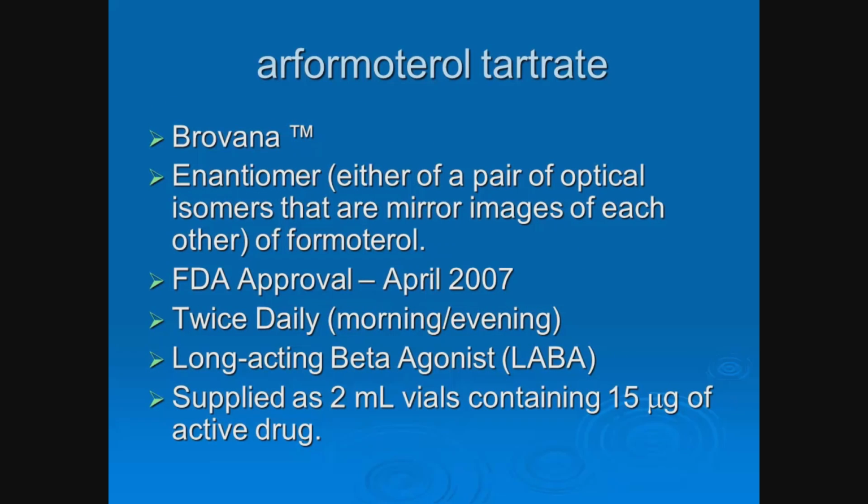A cousin to it, again a mirror image of formoterol, is arformoterol, better known as Brovana. And this is again a long-acting beta agonist. We're going to call these drugs, these maintenance drugs in this category, LABAs. Not a SABA, a short-acting beta agonist, but a LABA. Albuterol, pirbuterol, those are SABAs. Formoterol, arformoterol, Serevent, these are all considered LABAs.